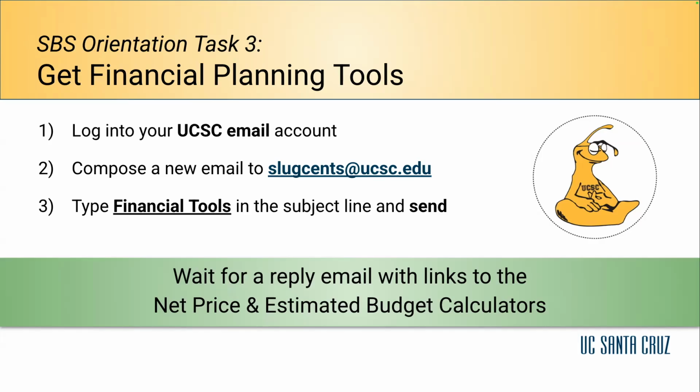Wait a little bit and you'll receive a reply email with links to both calculators and some additional resources that may help you find more money for school if you need it. You can also get access to information about upcoming workshops from the Slugsens Financial Wellness Program, including workshops on how to use the net price and estimated budget calculators to figure out if you have enough money for the upcoming year and where to look for additional funds if you need them.